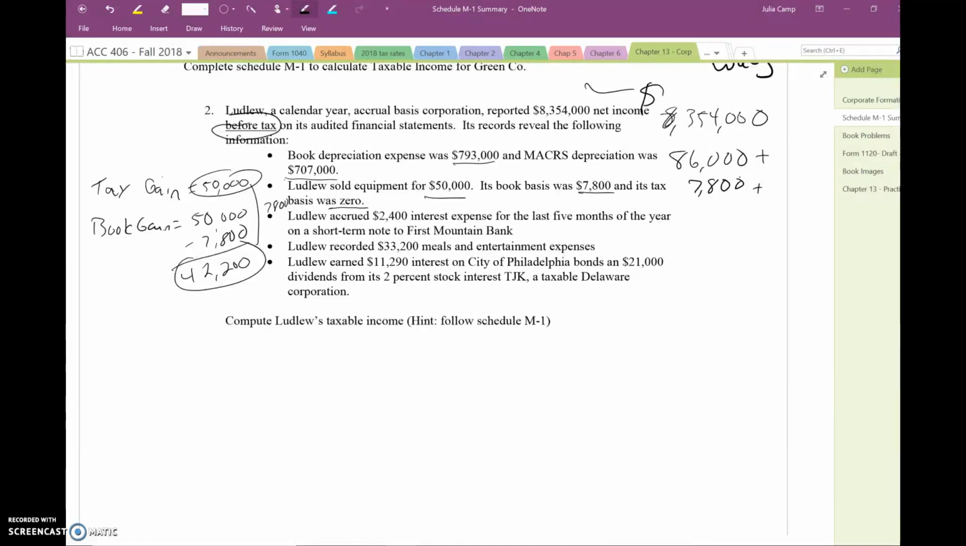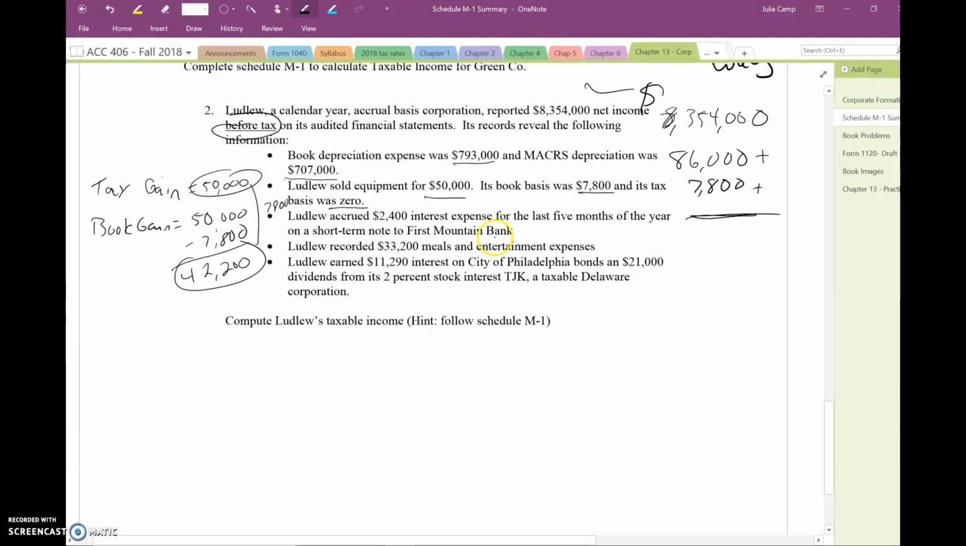Anyway, all right. So, what else are we looking at here? They said they accrued $2,400 of interest expense for the last 5 months of the year on a short-term note. Okay, so this is actually here to throw you off. Under tax rules, sometimes we have to deduct things on a cash basis. So this is saying that they recorded interest expense, but it hasn't been paid yet, right? That's what happens when you accrue it. Well, for tax purposes, you can still deduct it, so there's no adjustment. So you don't have to do anything here. So I'm just going to draw a line next to that. Nothing.